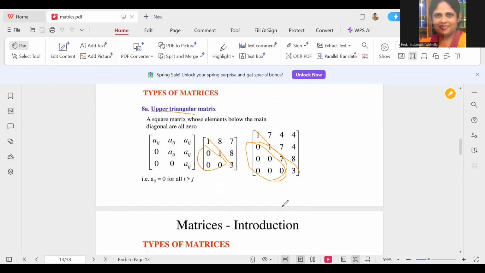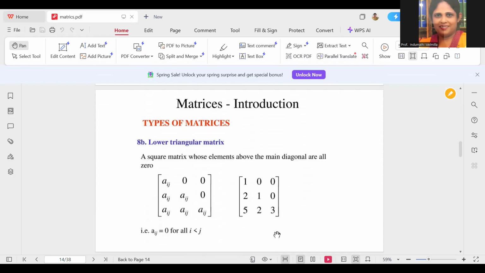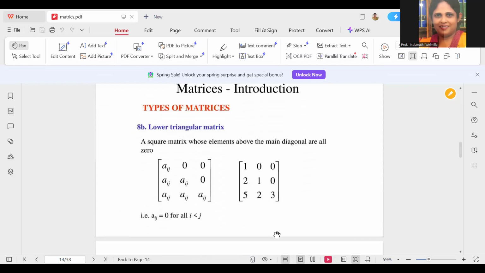The opposite of that, the other way, we can show the lower triangular. The lower triangular is a square matrix whose elements above the main diagonal are 0. You can see this is the main diagonal and all the elements above this diagonal are 0. Then we call it the lower triangular matrix.